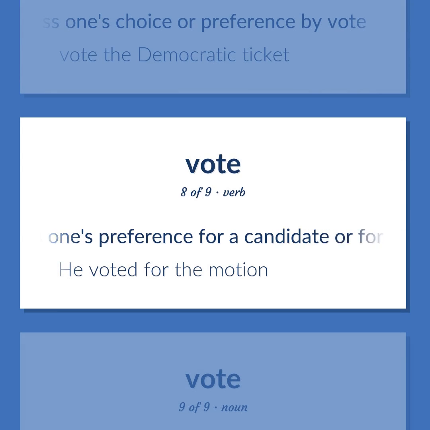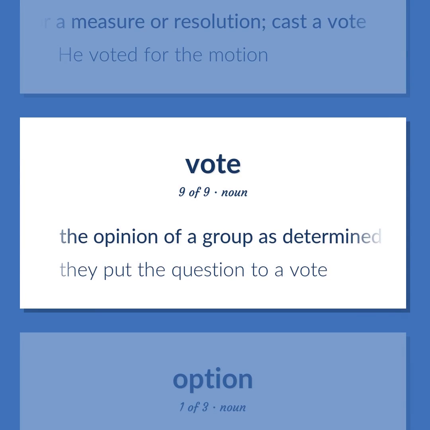Express one's preference for a candidate or for a measure or resolution. Cast a vote. He voted for the motion. The opinion of a group is determined by voting. They put the question to a vote.